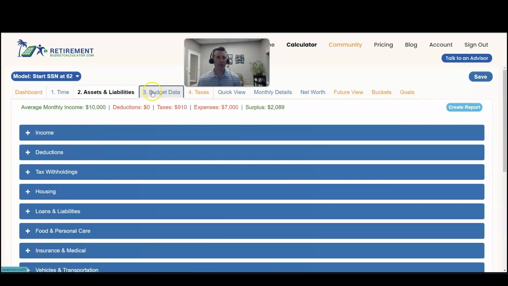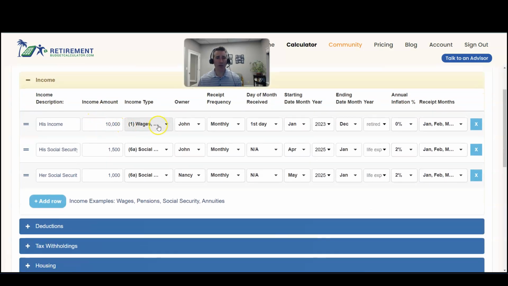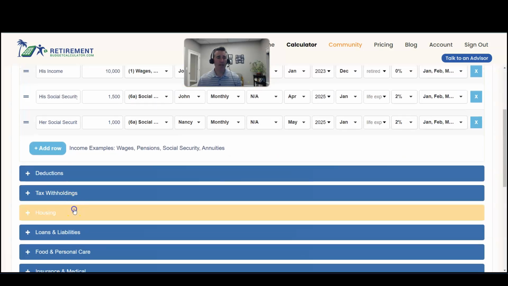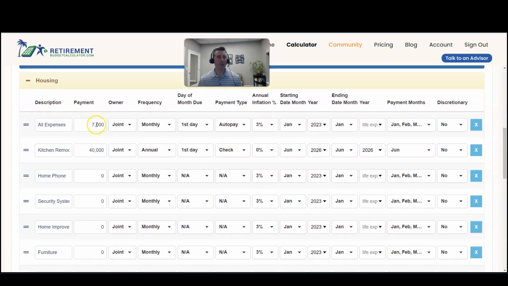And then tab 3, this is where you have to enter your income and your expenses. So you can see in this case, he has $10,000 a month in wages that will end when he retires. And then they're going to have Social Security that will start in April of 2025 and May of 2025. And then down here under expenses, we kept things really simple in this model. We said that they're going to have $7,000 a month of expenses, and they're also going to have a one-time expense of $40,000 that's going to occur in 2026. So you notice that's just a one-time expense of $40,000.